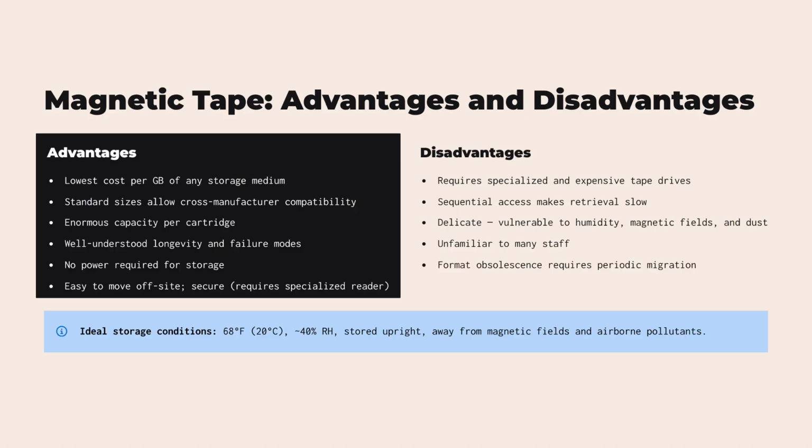The disadvantages of tape are real but manageable if you go in with clear expectations. Tape drives are expensive specialty equipment that does not come standard on most computers. Sequential access makes retrieval slow. The medium is unfamiliar to most staff and requires training. And format obsolescence is a genuine long-term concern. As tape formats evolve, older formats may eventually lose hardware support, requiring migration to newer cartridges before reading becomes impossible.